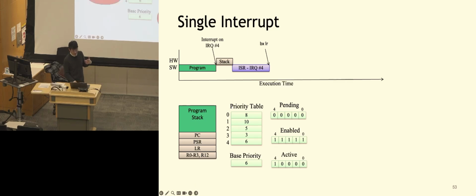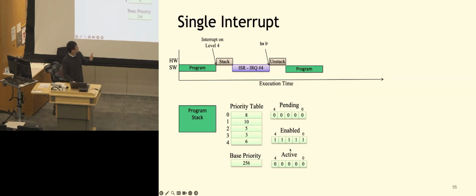And then after that is the unstack process, the unstack stage. At that time, the active bit is also put to low, indicating that it's already finished. We're not doing any of this interrupt at the moment. And we get out of it, back to the normal process, the main program, and then the base priority gets back to 256. Does this make sense? Okay, I already see hands.